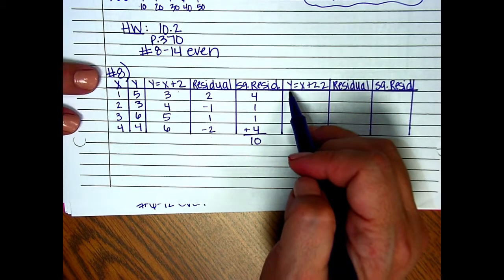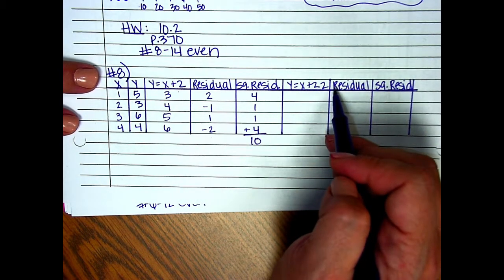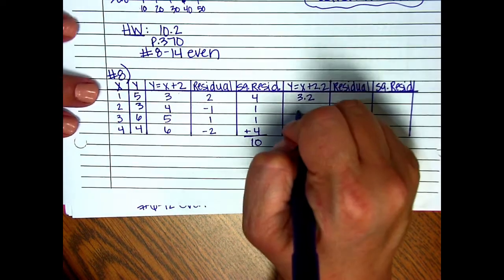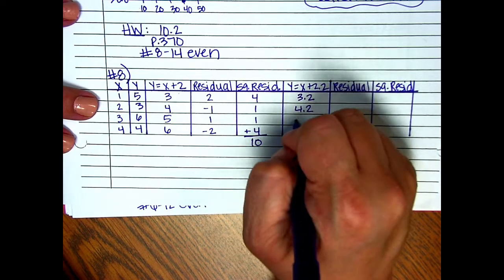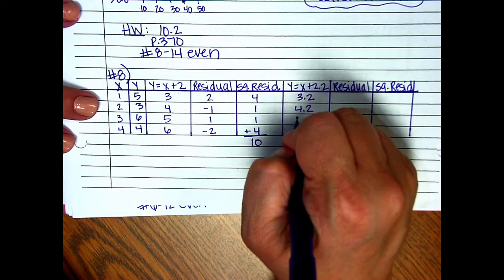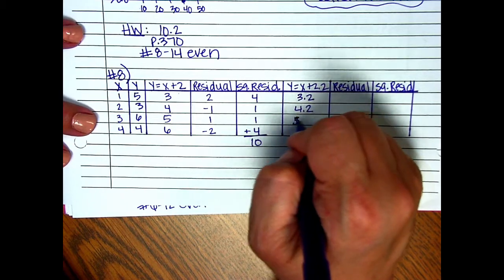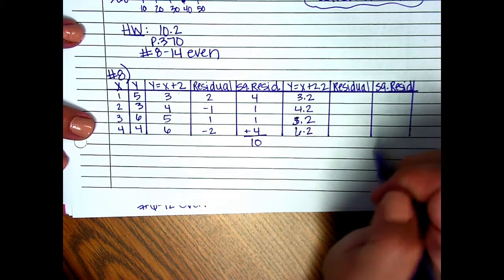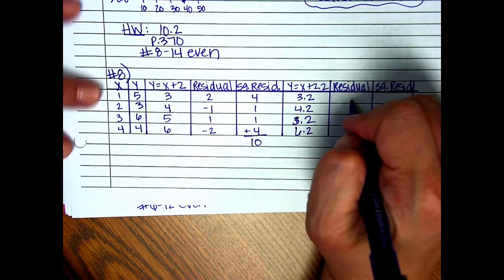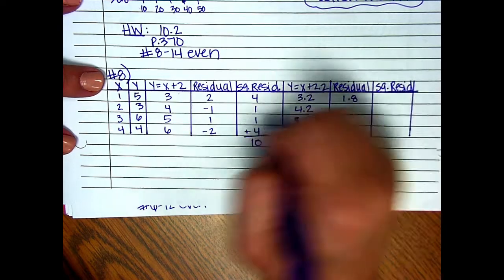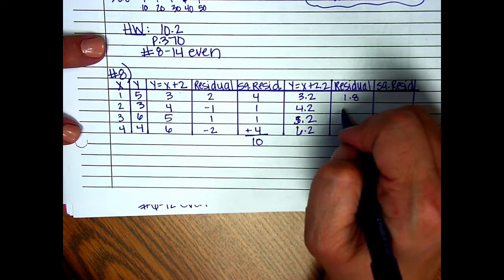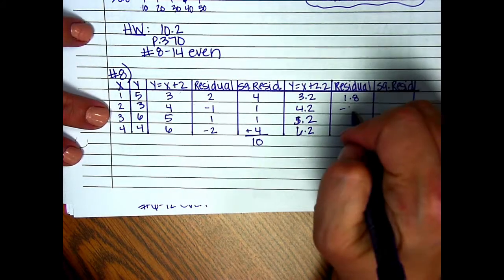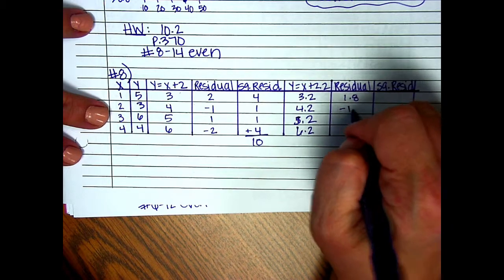The other line they gave us to try was y equals x plus 2.2. So if I put a 1 in there, I get 3.2. 2 would give me 4.2. 3 would give me 5.2. And 4 would give me 6.2. The residuals: 4 minus 3.2 is 1.8. 2 minus 4.2 is negative 1.2.